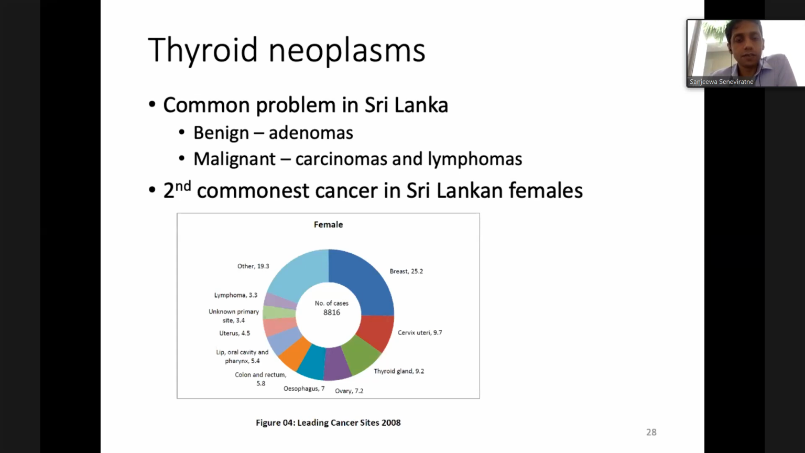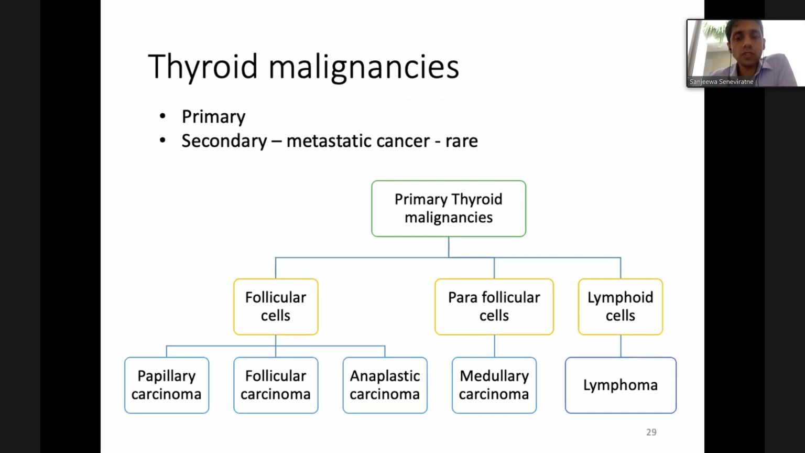Its numbers are going up like nothing. A few years ago, these were not so common, but now it has become the second commonest cancer in Sri Lankan females. Breast is the highest, second is thyroid. So it has gone up so fast over the last several years. This graph is from 2008, now the 2015 data. Thyroid is the second commonest malignancy.